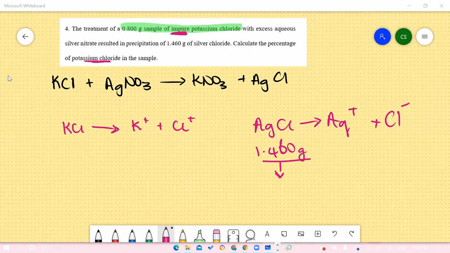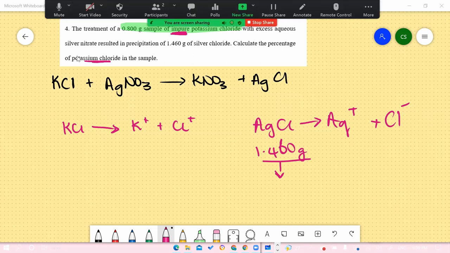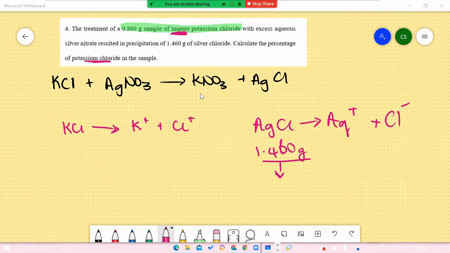It's going to be 1.460 divided by 143.35. That means, to three significant figures, there are 0.0102 moles in 1.460 grams of silver chloride. Therefore, there are 0.0102 moles in 1.460 grams of silver chloride.